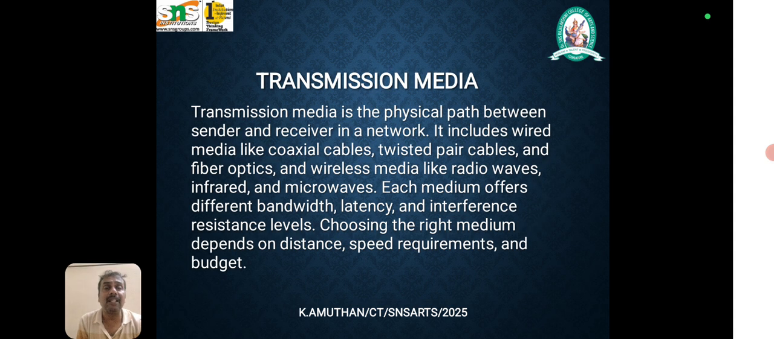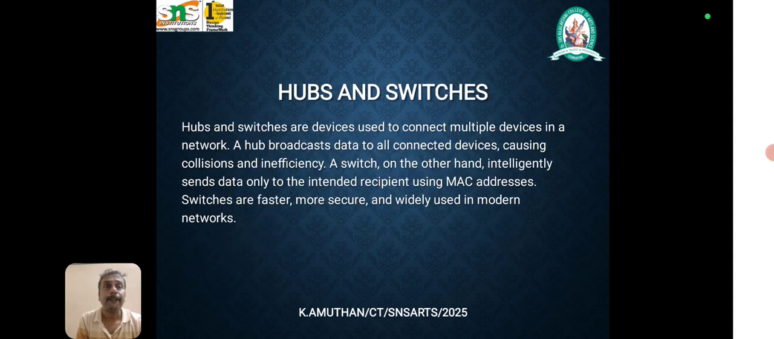Transmission media, which we have already seen, is the physical path between the sender and receiver in a network. It includes wired media like coaxial, twisted pair cables, and fiber optics, and wireless media like radio, infrared, and microwave. Each medium offers different bandwidth, latency, and interference resistance levels.